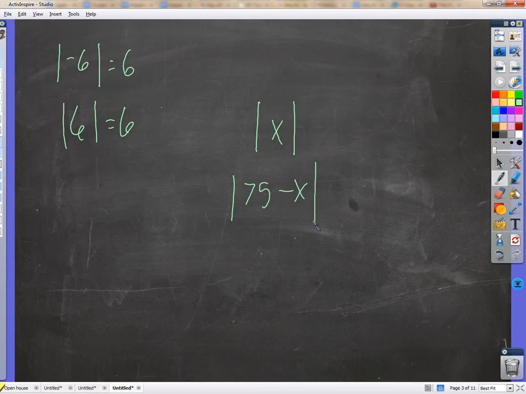So that even if x winds up being bigger than 75, all I want to know is how big the distance is that x is away from 75. That makes sense? 75 minus 50, that's 25. 75 minus 100 is negative 25, but I just want to know how big that gap is. It's 25. Right? Makes sense?